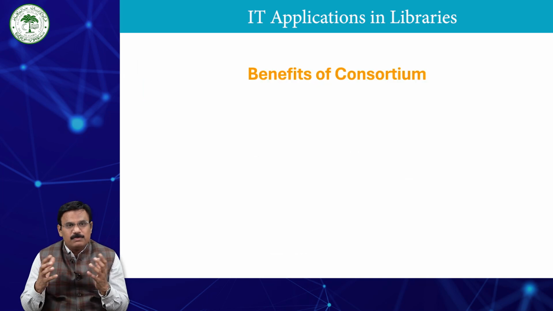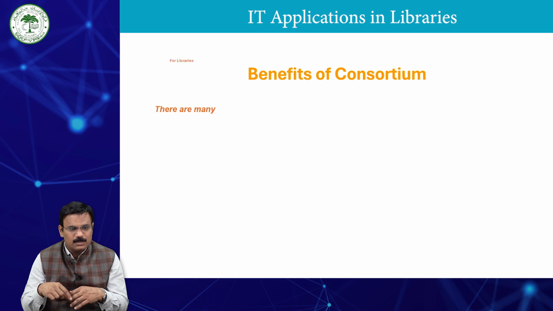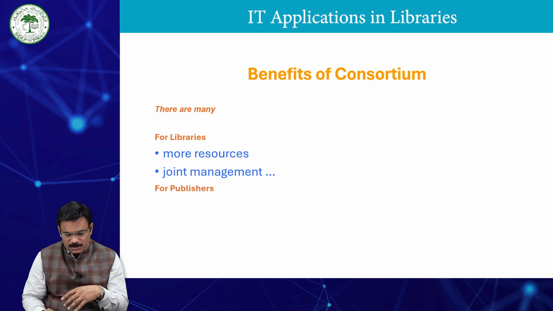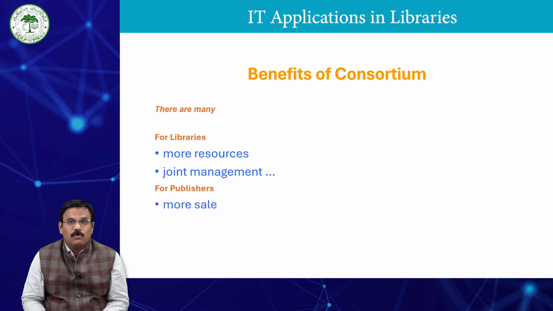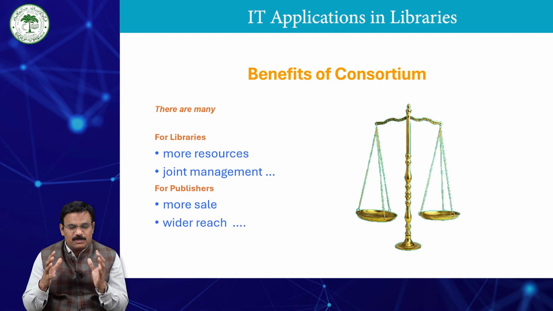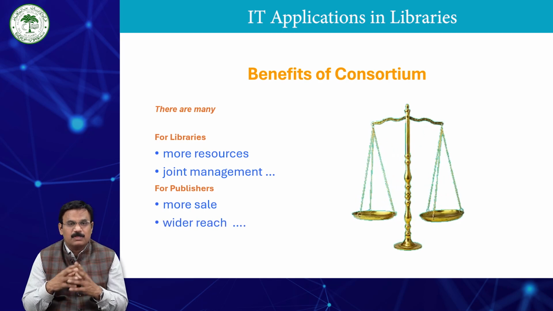So now we'll check what are the benefits of consortium. Through the consortium, many agencies and stakeholders will have the benefit. As far as libraries are concerned, libraries will get more resources and they will have joint management with the coordinating agencies. And as far as publishers are concerned, they will also benefit from more sales, more visibility, and wider reach. So the consortium is beneficial for both libraries as well as for the publishers.